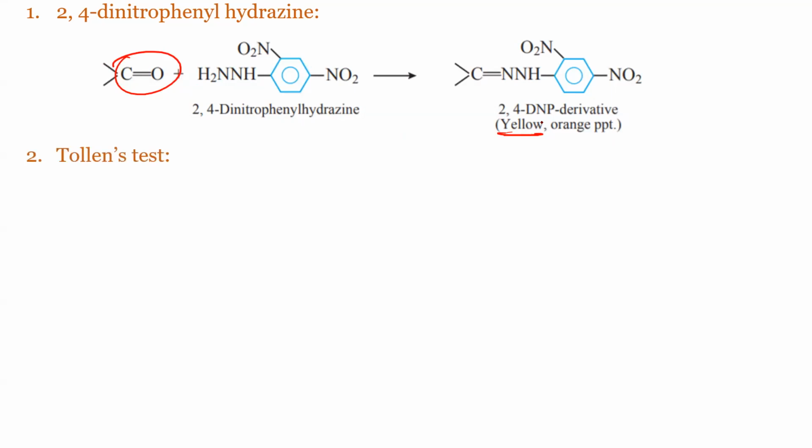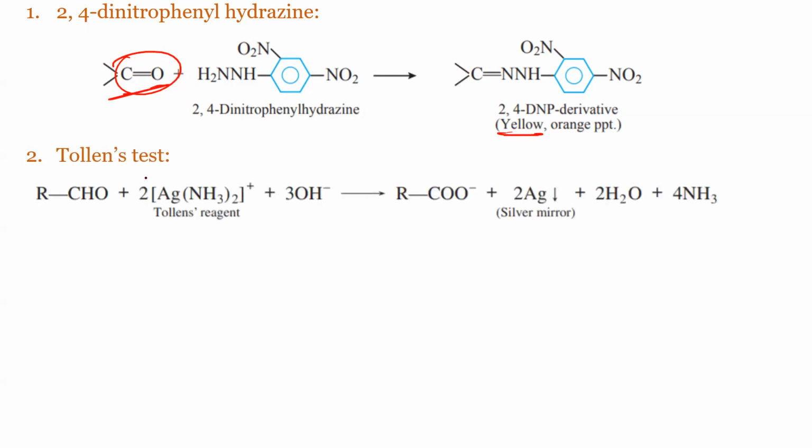Then we have the Tollens test. What is the Tollens test used for? It is used to distinguish. Once you have identified it as a carbonyl compound, they will ask whether it is aldehyde or ketone. Then you will say, okay, fine, I will do the Tollens test. In the Tollens test, if you have an aldehyde, you will get a silver mirror. So it gives a positive result with aldehyde.